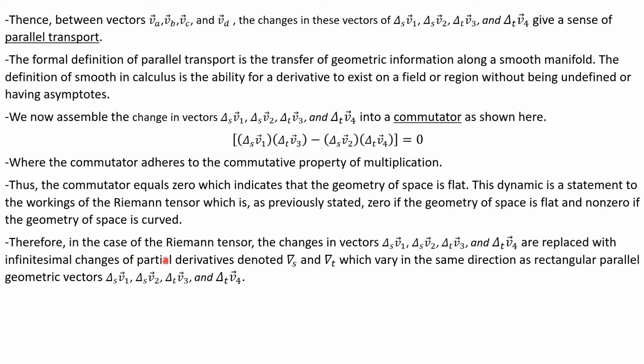Therefore, in the case of the Riemann tensor, the changes in vectors, these vectors here, are replaced with the infinitesimal changes of partial derivatives denoted here. So we replace these changes with these two derivatives, partial s and partial t, which vary in the same direction as the rectangular geometric versions, which are these. So we replace these with these in the commutator, as we'll see in the next slide.